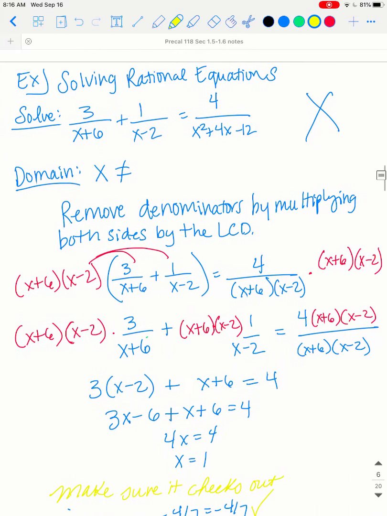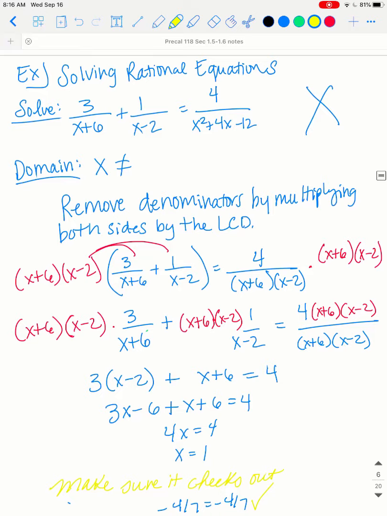Okay, so solving rational equations. We're going to go ahead and solve 3 over x plus 6 plus 1 over x minus 2 equals 4 over x squared plus 4x minus 12. Just a quick side note here, think about what our domain is.